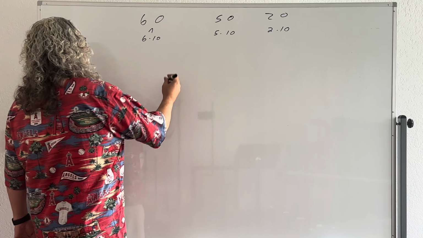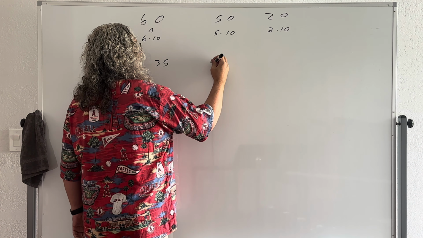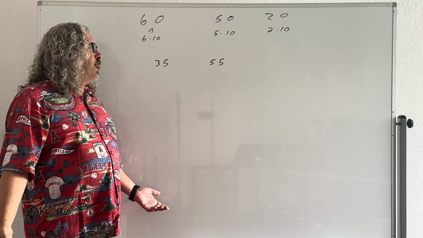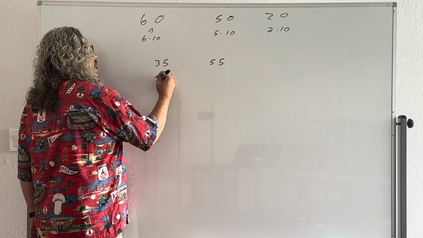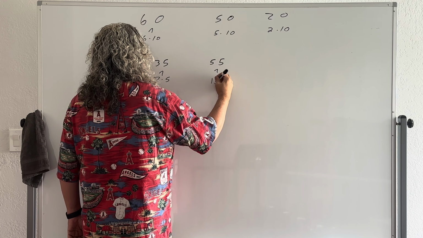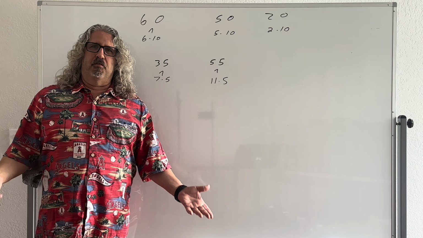Now, if you have a number that ends with a 5, anything like this, what you're going to do is you're going to find out that 5 will go into these numbers. So this would be 7 times 5, and this, if you divide by 5, you're going to get an 11 times 5. Okay? So that's what you do with 0s and 5s.